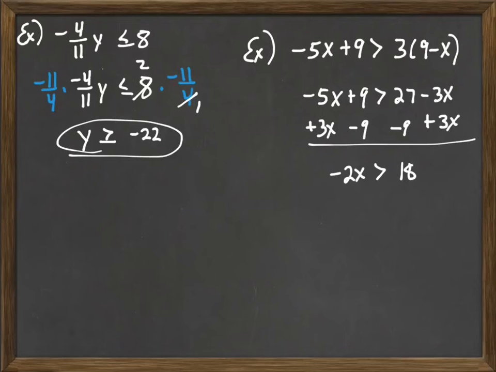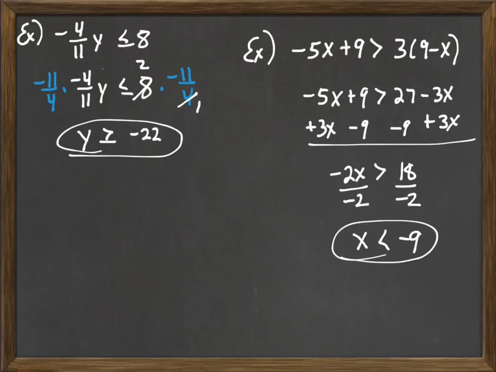Negative 5x plus 3x would be negative 2x. The 9's are gone. 27 minus 9 would be 18. And of course the 3x's are gone. So at this point we need to get x by itself, so we still have the number in front. It's negative 2, so we divide by it. But because we divided our equation by a negative, we have to go and flip our inequality. So we'll have x less than, and then 18 divided by negative 2 is a negative 9.